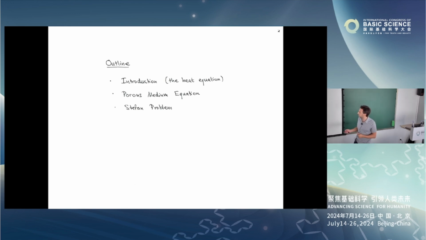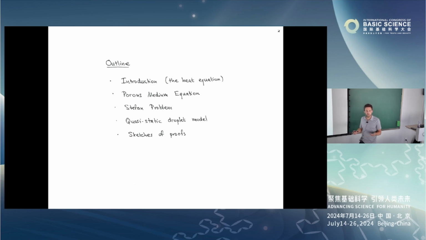Again, it's rather classical. The third equation I want to talk about, again, involves a free boundary. It's less well known. It's called the quasi-static droplet model, and it's something that models the shape of a liquid droplet. And then I'm going to give you some sketches of proofs. What I'm going to talk about today is some joint work with Albert Chow, and actually we construct some examples. And we'll see that the proofs are actually very elementary. Okay, so let me begin with the introduction.